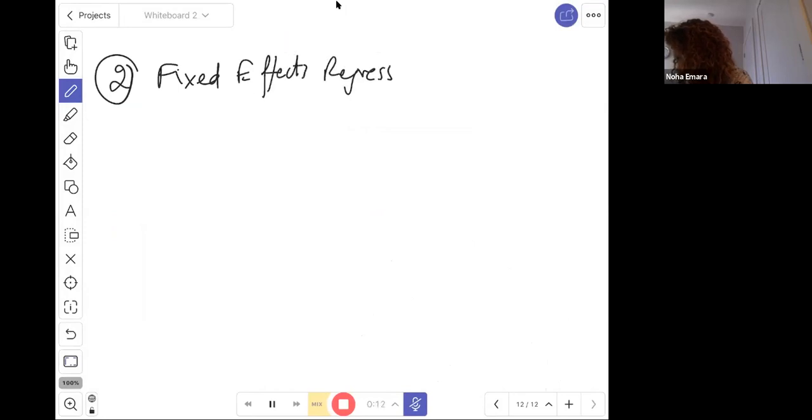We have different types. Okay, so the fixed effects regression, we have different types that we can use. And the most important thing to remember is I can use it if I have two time periods or more.